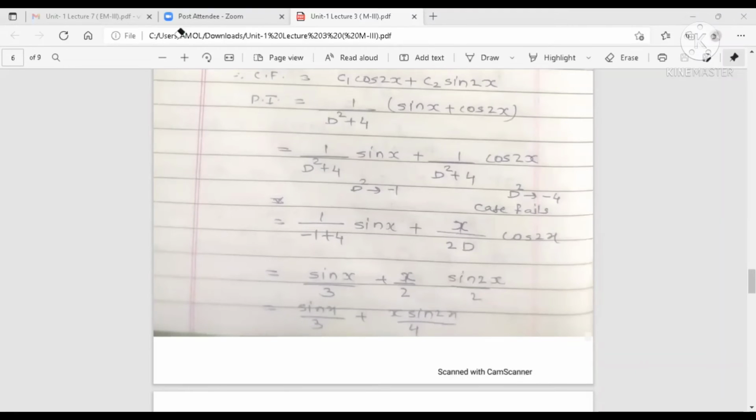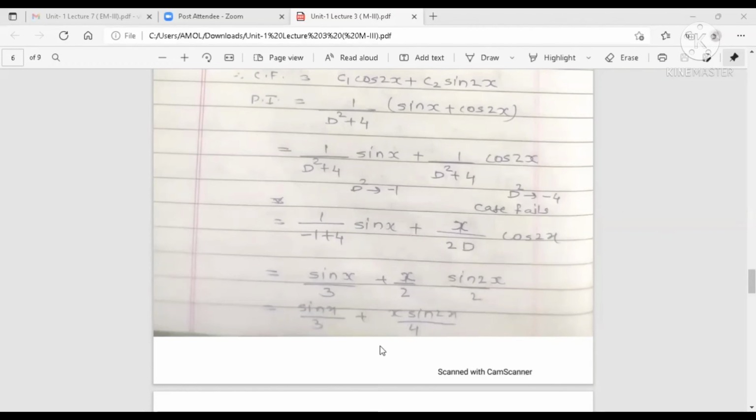See, x by 2, this x by 2 as it is, and cos 2x by d. Now 1 by d is integration. When d is in denominator, in that case we take integration of the function. So 1 by d of cos 2x means integration of cos 2x, which is sine 2x upon 2, because the coefficient of angle is 2. And this x by 2 as it is.